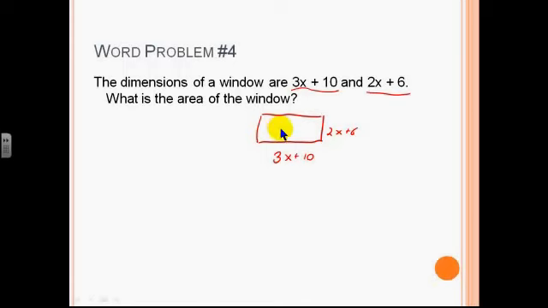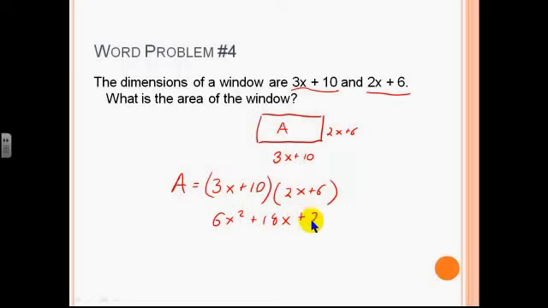If I'm going to find the area, it is multiplication. So my area is 3x plus 10 times 2x plus 6, and now I just distribute. So 3x times 2x is 6x squared, 3x times 6 is positive 18x, 10 times 2x is 20x, and 10 times 6 is plus 60. Combine my like terms, and I have 6x squared plus 38x plus 60. So this is the total area.